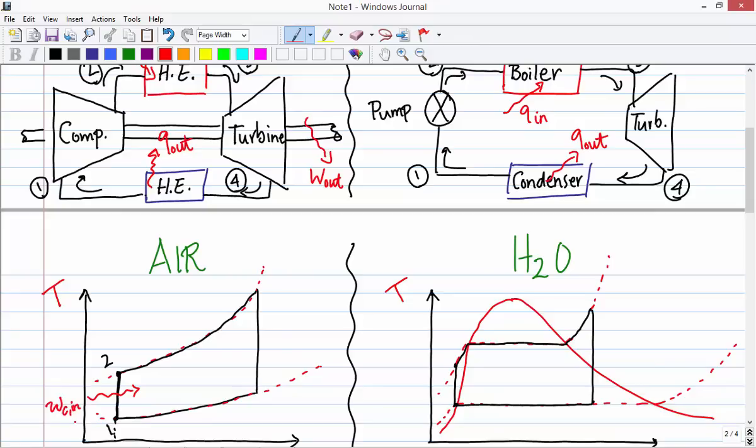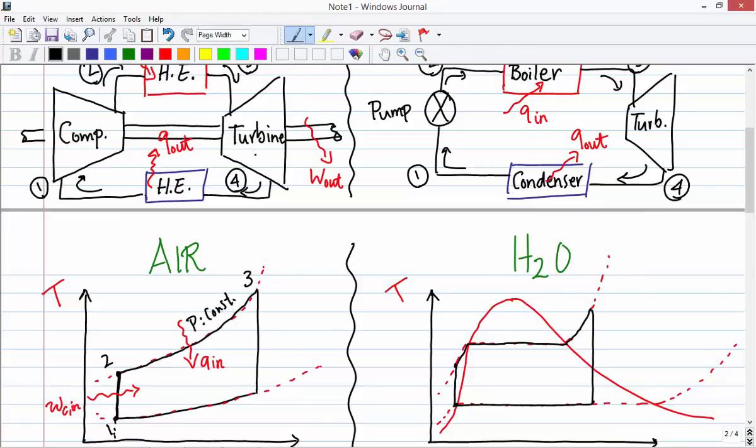Then if you go further to the hot heat exchanger, we know that here we are adding the heat. So Q in. And this process is going to end up at point 3. And these dashed lines, this red curve, represents that pressure is constant. So in a heat exchanger, pressure is constant. So P2 equals P3.